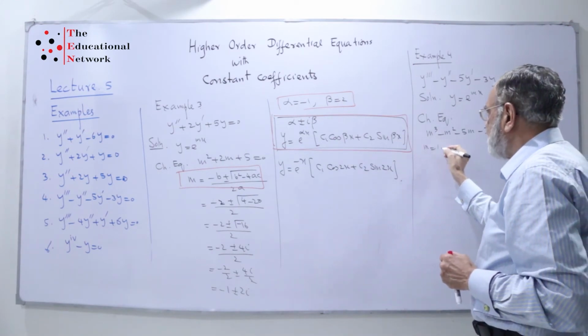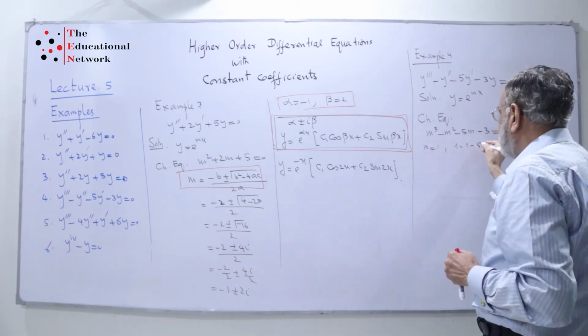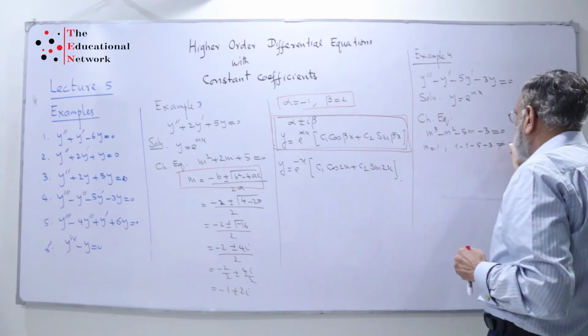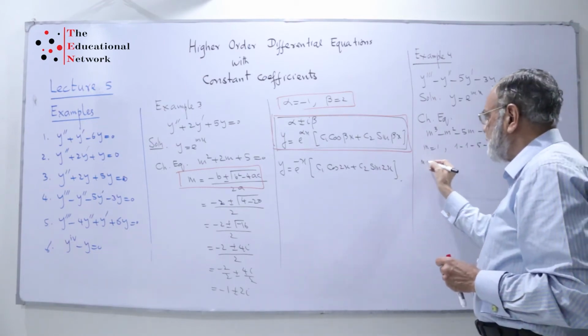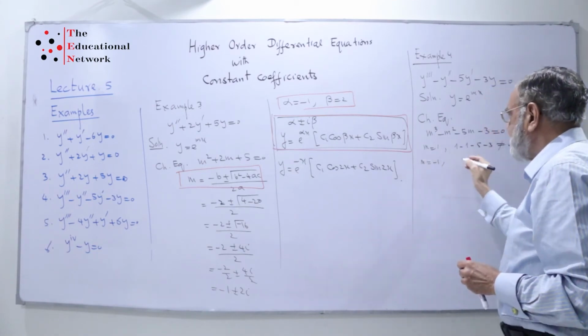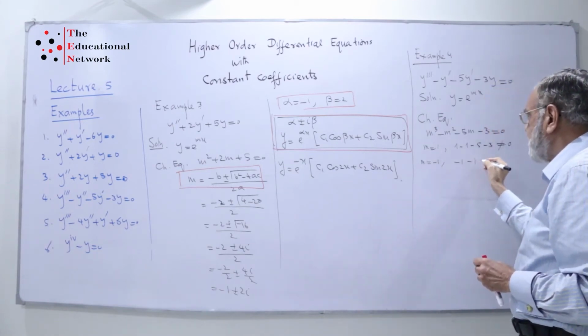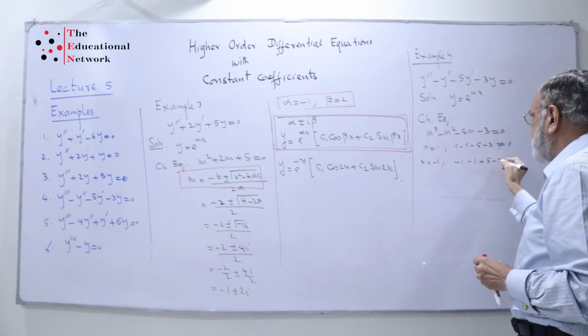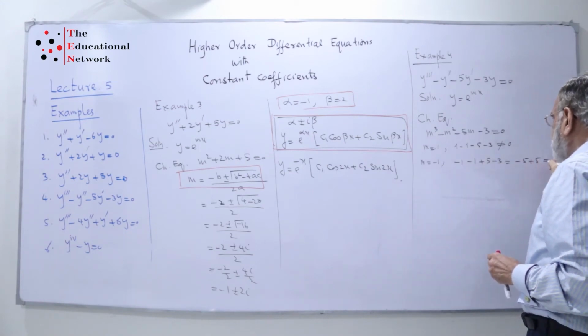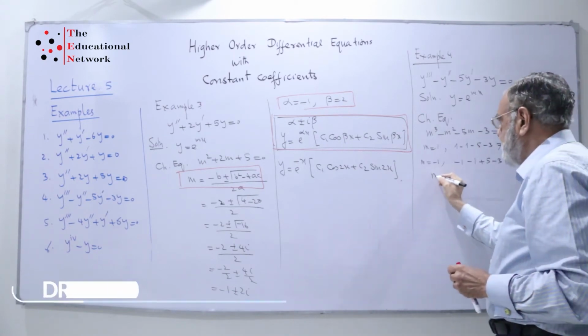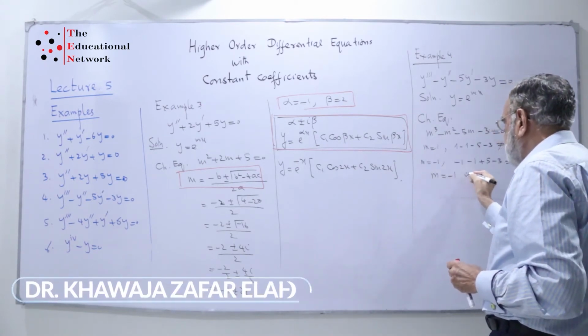When we take m equal to 1, we get 1 minus 1 minus 5 minus 3, which is not equal to 0. So m equal to 1 is not a solution. Then we take m equal to minus 1. When we take m equal to minus 1, we get minus 1 minus 1 plus 5 minus 3, which is minus 5 plus 5 equal to 0. This means m equal to minus 1 is a root.